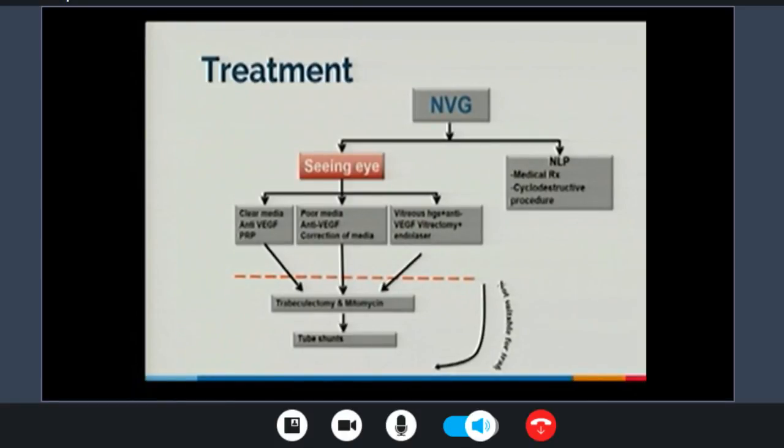In the past, before the anti-VEGF, if there was a cataract, we were in trouble. We do cryotherapy, unfortunately. And then we remove the cataract and complete the laser treatment. Sometimes we associate it with trabeculectomy. Nowadays, no. With poor media, we give anti-VEGF and correction of the media.